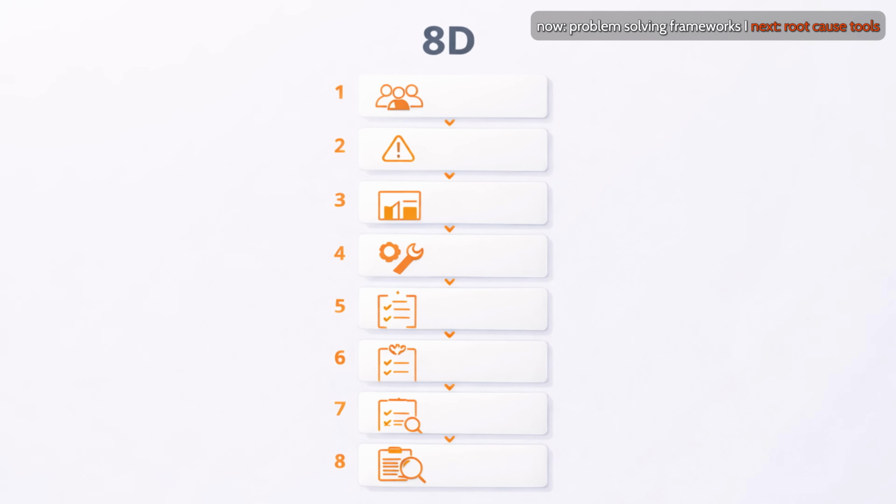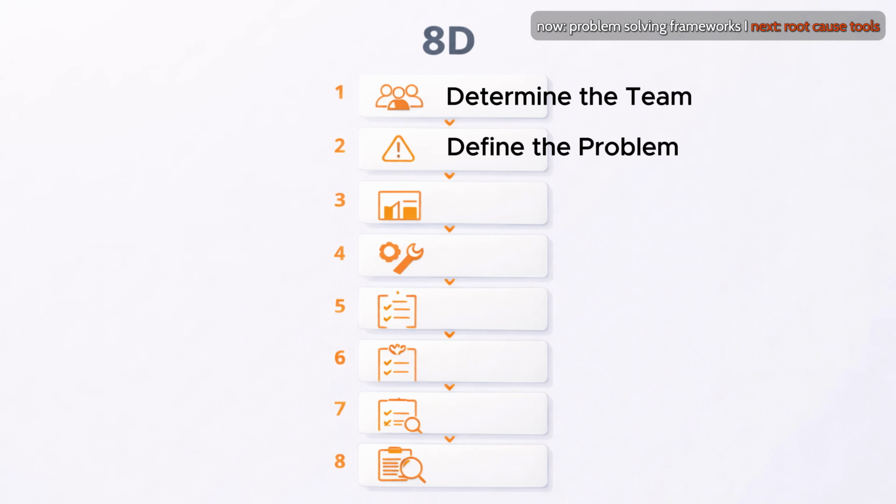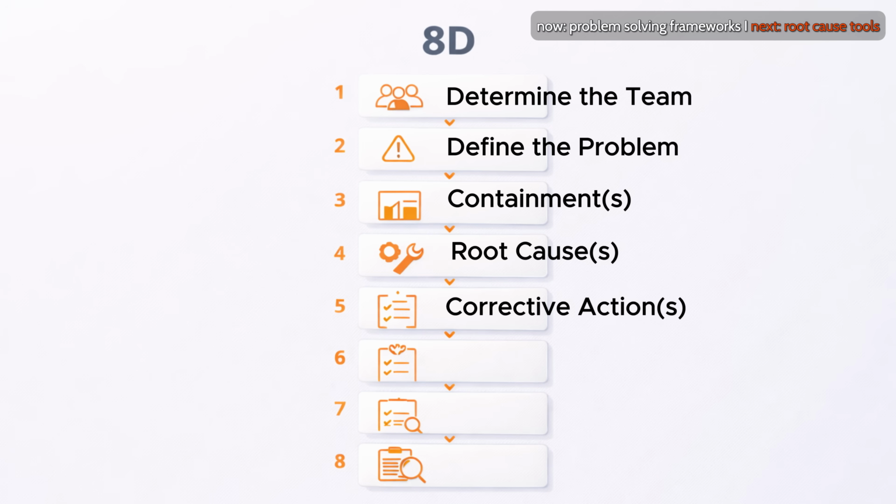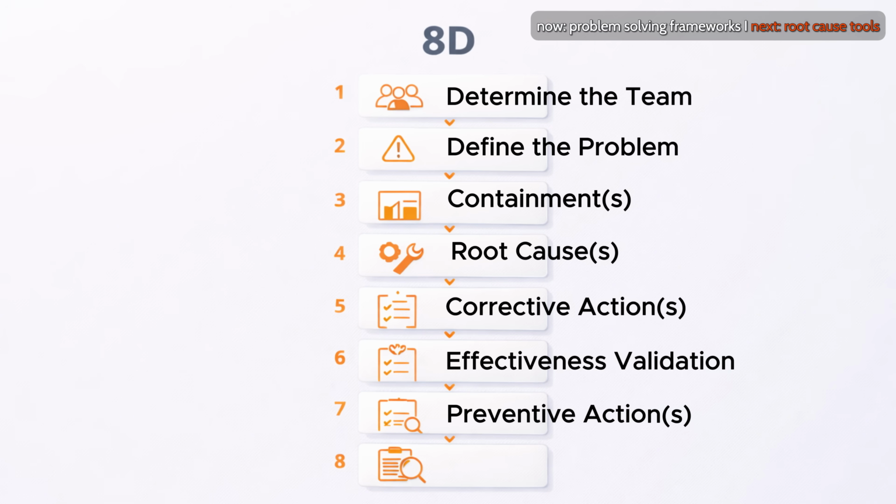8D, 8 disciplines, is a structured team-based method. It guides suppliers through defining the problem, implementing containment, identifying root cause, defining corrective actions, validating effectiveness, and preventing recurrence. It is widely used in automotive and manufacturing environments.